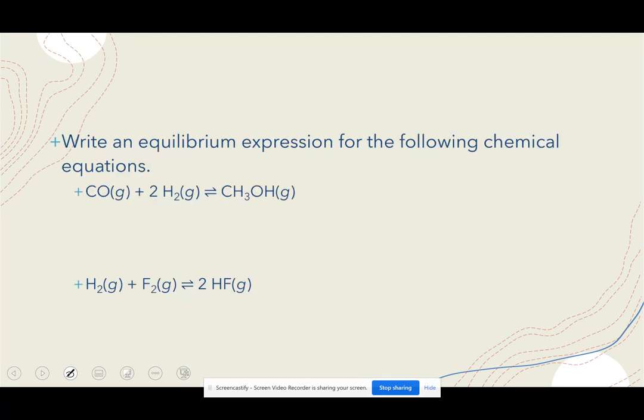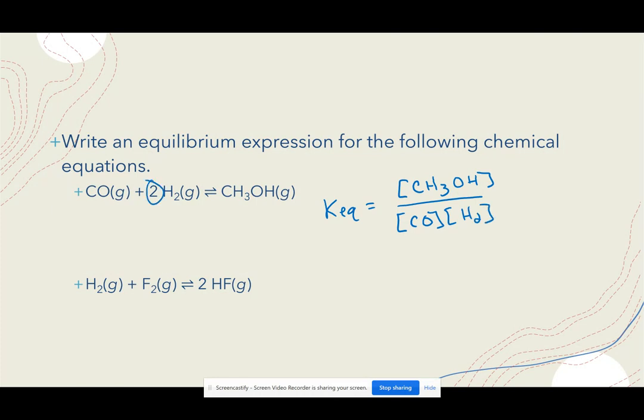So if I was to write an equilibrium expression for this equation here, it would be KEQ equals concentration of products, so CH3OH, over concentration of reactants, so CO times H2. And because H2 has a coefficient of 2, we're going to square that H2. Coefficients become exponents when you are writing equilibrium expressions. Also notice that when I have more than one reactant or product, you multiply. You do not add. So it's carbon monoxide times hydrogen, not plus.